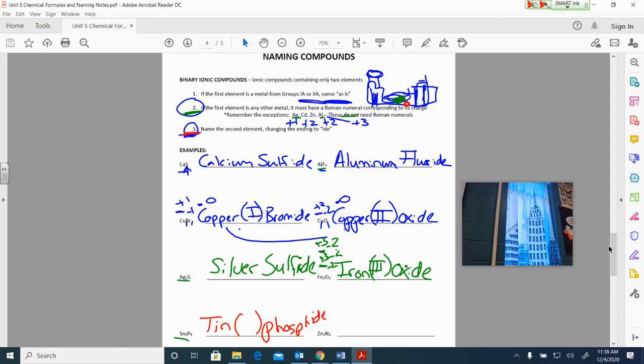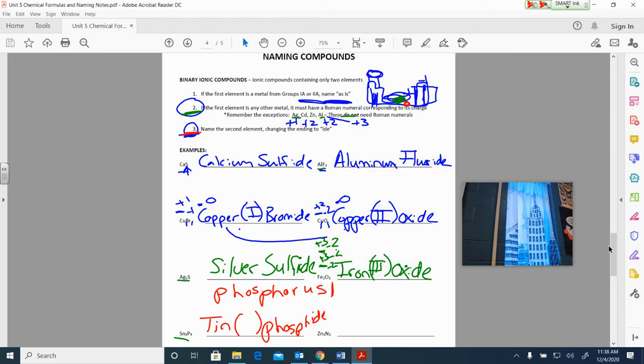Now, I will remind you of how you know where to take off the ending of the non-metal's name and replace it with -ide. Let's give you an example with phosphorus. That's how you spell phosphorus. How you know is you cut it off at the second vowel from the back.